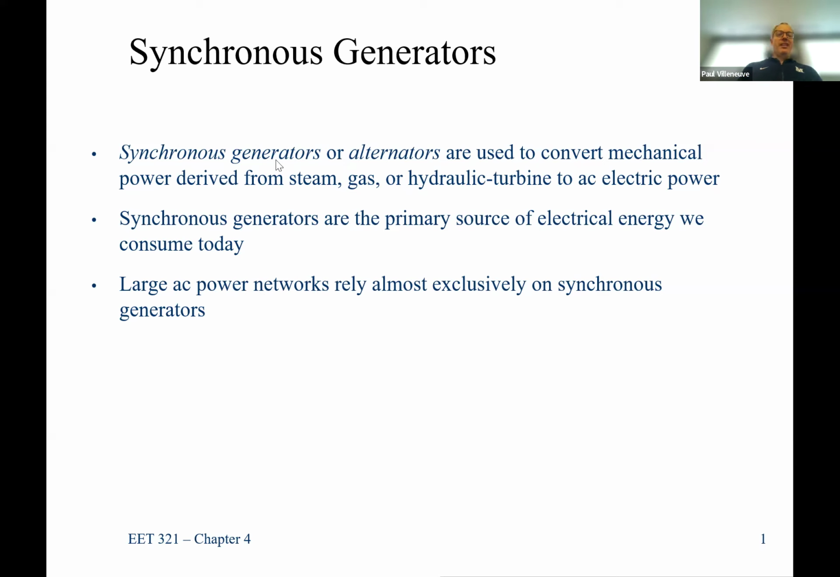Like I said, large AC power networks rely almost entirely on synchronous generators. Main Independence Station, which is just down the road, six or seven miles from campus, is about 550 megawatts of rated output power, a ballpark number. That consists of three generators. As we looked at with some of those big generators in nuclear power plants, 1,200 megawatts or so, those would all be synchronous.